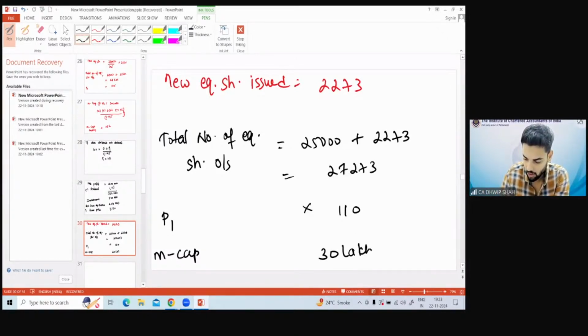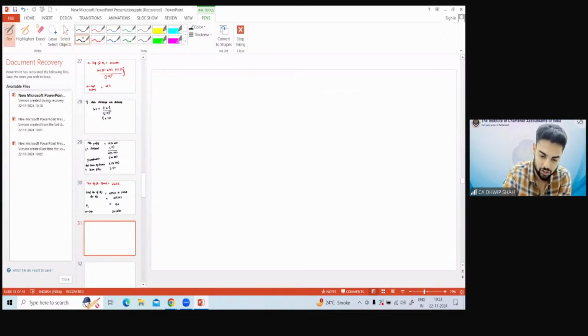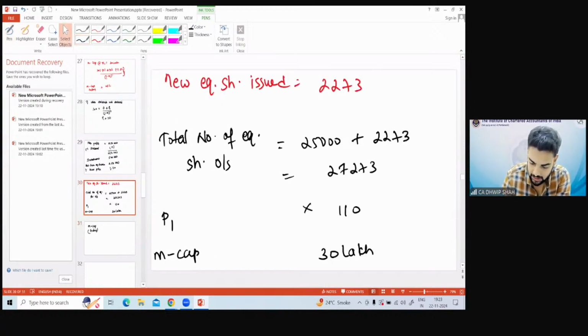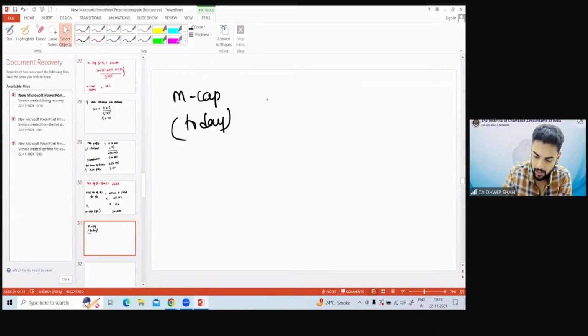But this is the gross market cap. The actual, the real market cap today, at year 0, since this is year 1 end, would be 30 lakhs plus 2.5 lakh of my earnings. Sorry, this is not in bracket.